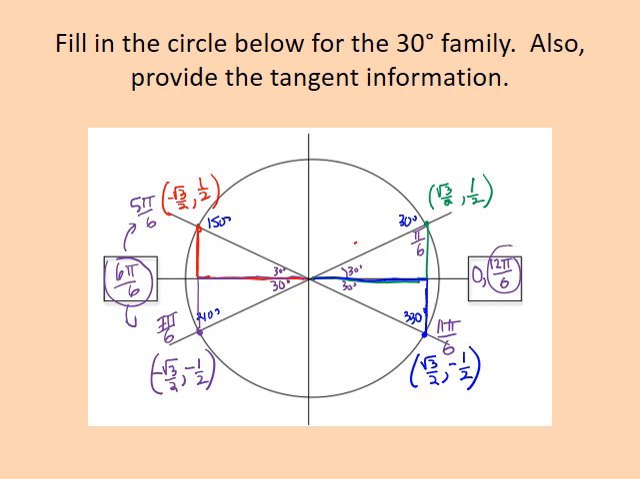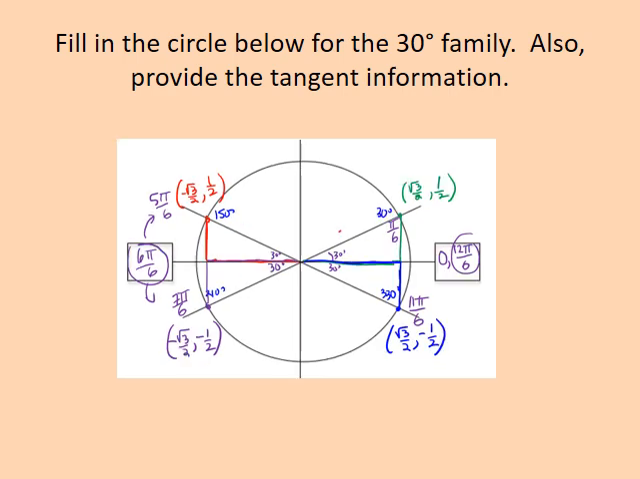These are all the coordinate values for the 30-degree family, and these are all the sine and cosine values for their respective angles. The information below gives us sine and cosine by just looking at the coordinates, but the tangent you need to do a little bit of work. So as we recall, the tangent of an angle is y over x. So if you take your y and x coordinates and you divide them, you'll get the tangent.